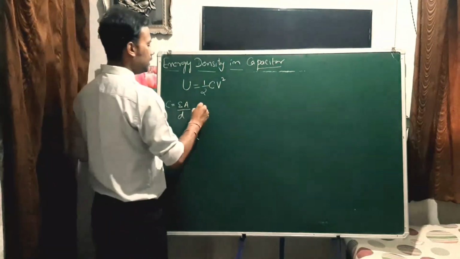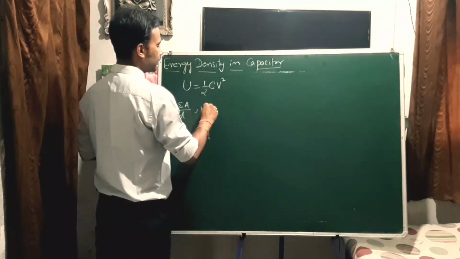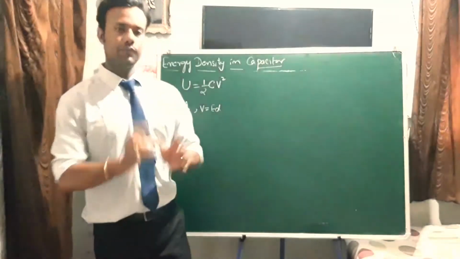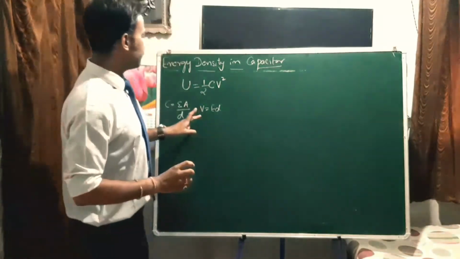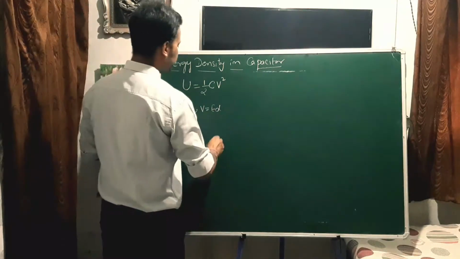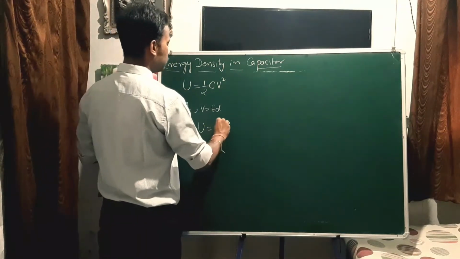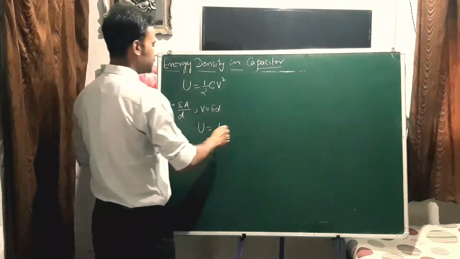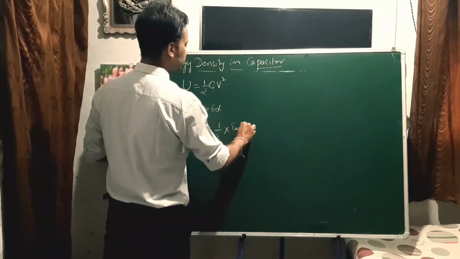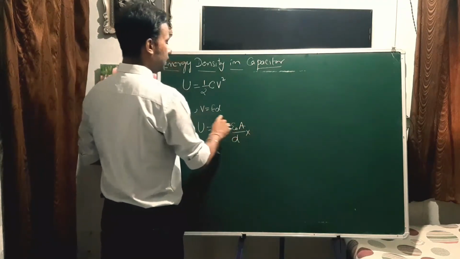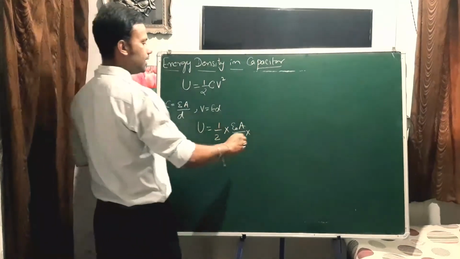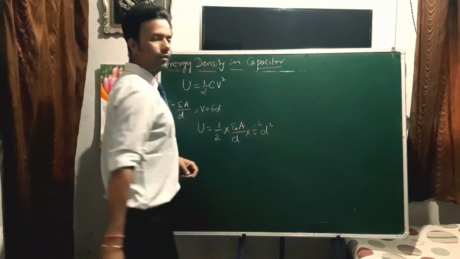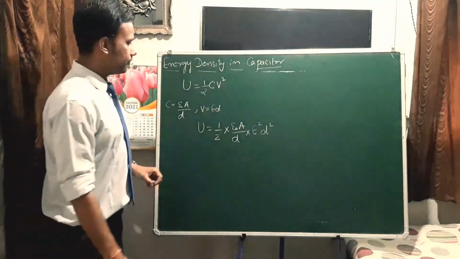And what will be the value of V? V is nothing but E into D, that is electric field into the distance between the plates. Apply this value here, you will get U equals half. Now in place of C we will write epsilon naught A upon D, and in place of V we will write E into D. So E square D square, because we have V square.